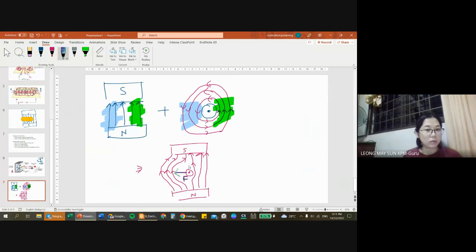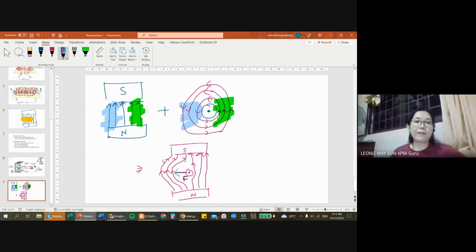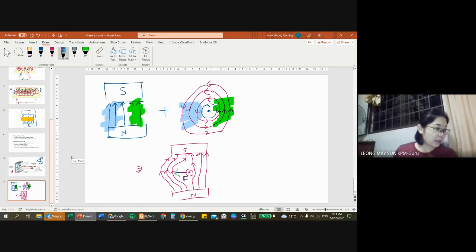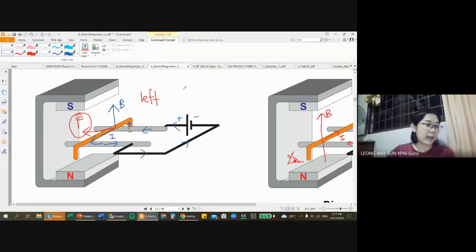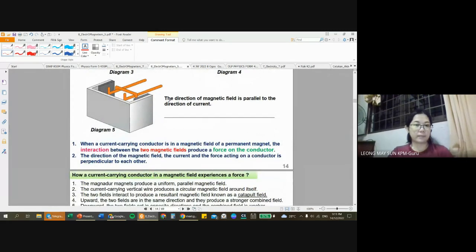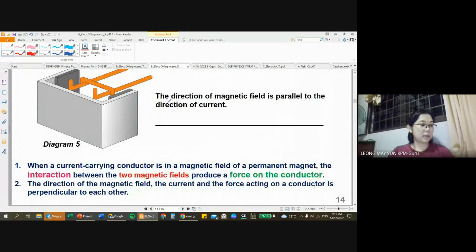Okay? So are you all able to understand the catapult effect? This catapult effect is the interaction between the magnetic field from a current carrying conductor and the magnetic field from a permanent magnet. That is the definition for catapult effect. Okay? I hope you all can understand how to identify this catapult effect. Any problem regarding catapult effect? Other response? Other response?